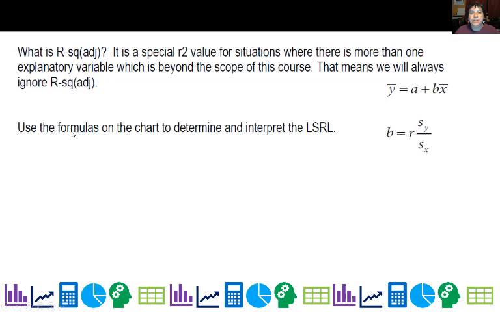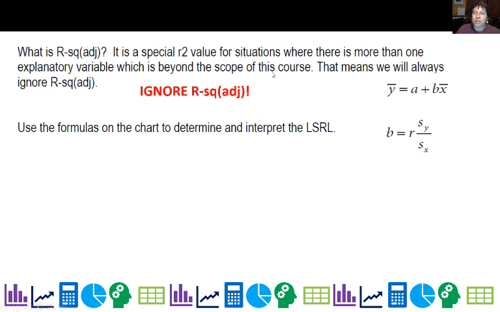Now you probably noticed another value on there that looks a lot like r squared, called r squared adjusted. What the heck is that? Well, it's a special r squared value for situations where there's more than one explanatory variable. Good news, we don't deal with that. We just do relationship between one variable and another, not multiple variables. They can happen, and I've actually done that with analytical instrumentation in prior careers. But we're keeping it simple.